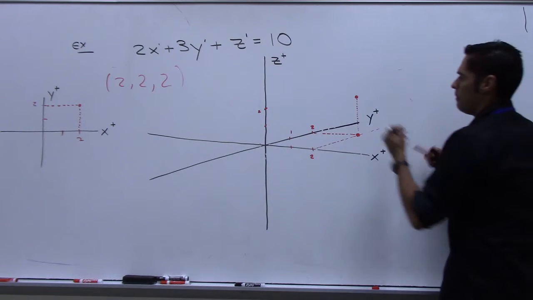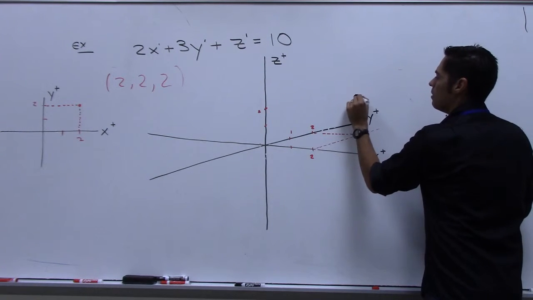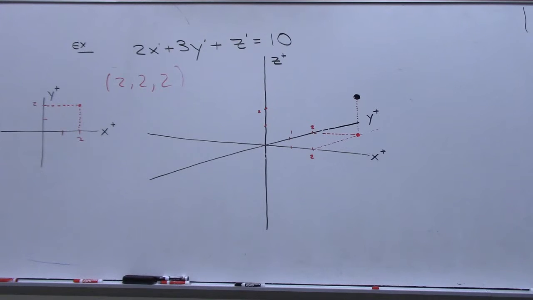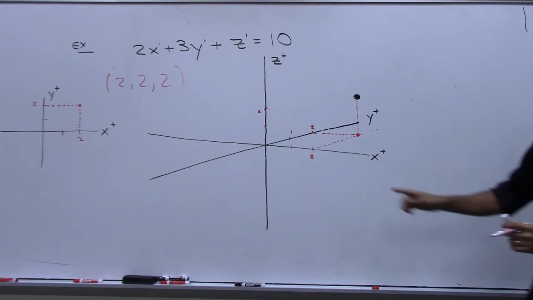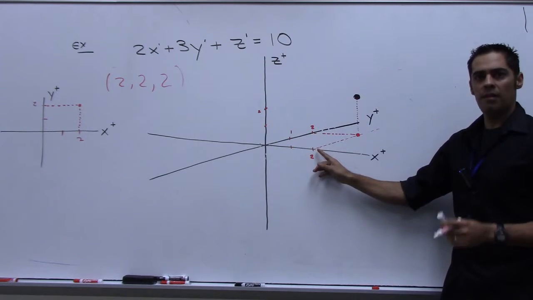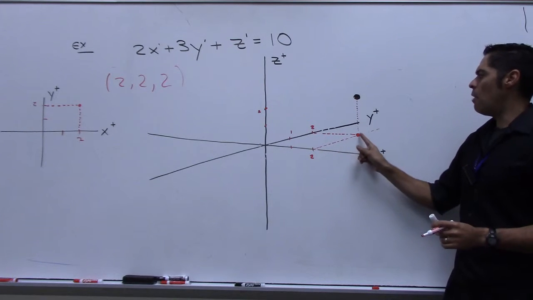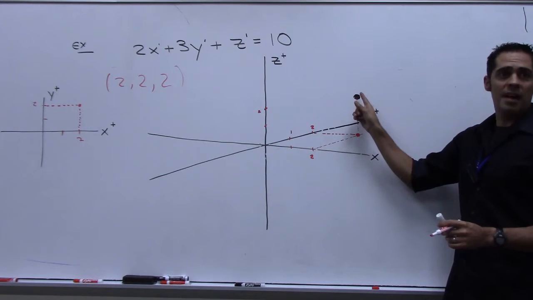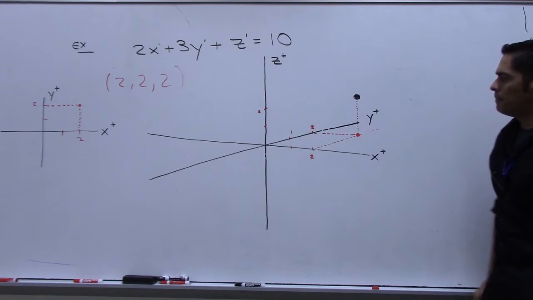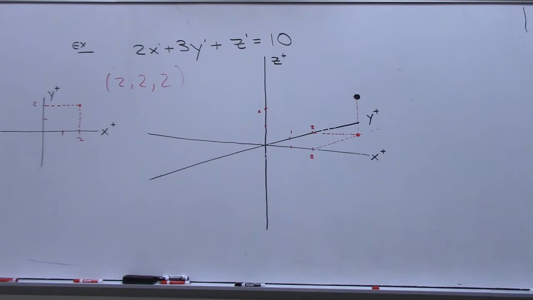Should you always show this? No, I'm only showing that to help you see it. I hope that helps. It does. You go to the right 2 on the x-axis, 2 on the y-axis, 2 on the z-axis. It's sitting there, it's suspended in 3-dimensional space.